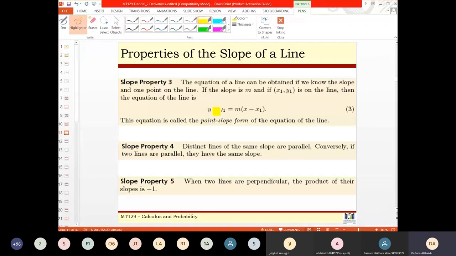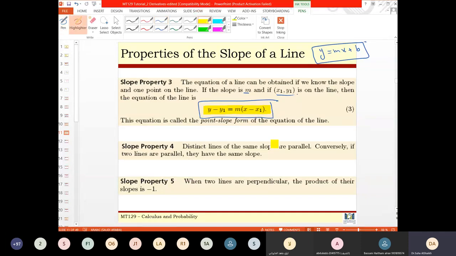So we have some more properties in the equation of the line. The standard form of the equation of the line is y equals mx plus b, as we know. What if I have a slope and I have a point? Then this is the equation of the line: y minus y1 equals m times (x minus x1).